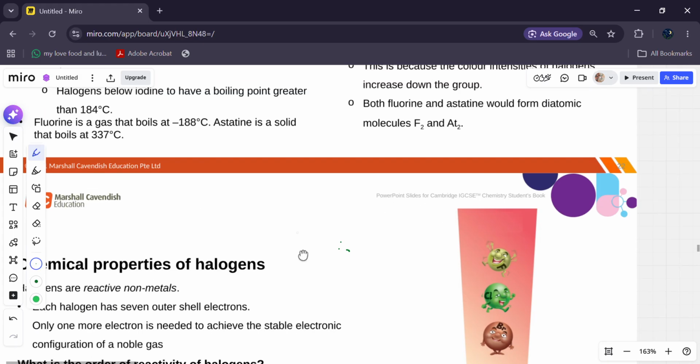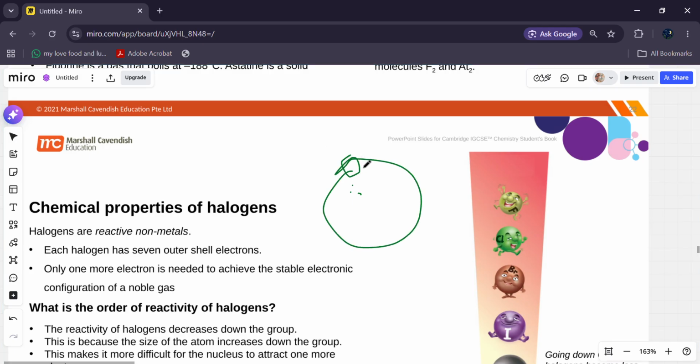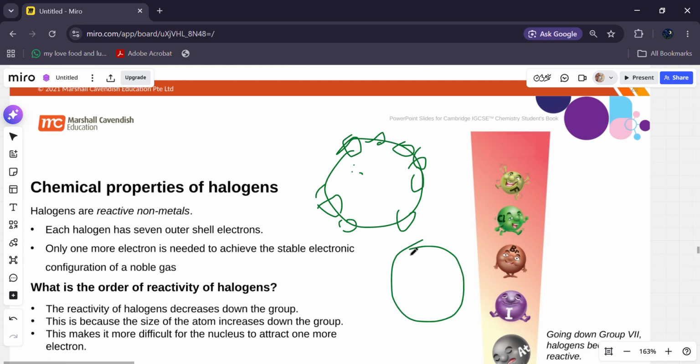Now halogens, since they have 7, and the max outer shell is 8, you need 8 to have a complete full electron shell. So all they need is just 1 more. Unlike the group 1 elements, they aren't going to give away, they're going to take, because they just need 1 last electron to get the configuration of a noble gas.